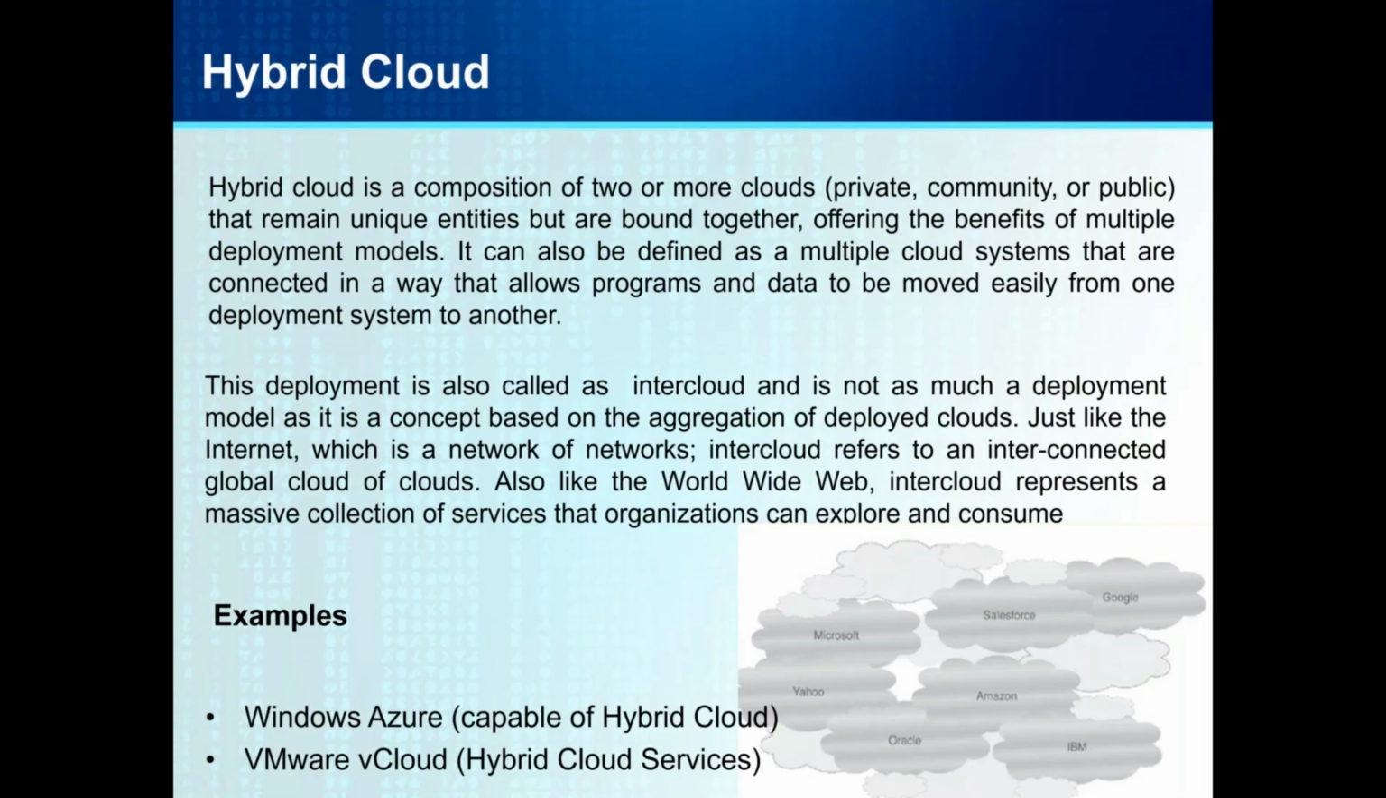The last one is the future hybrid cloud. What is a hybrid cloud? A composition of one or more clouds is called hybrid. Private will be talking to community, community will be talking to public. All the three clouds talking to each other, we call it a hybrid cloud. Write down the definition. Hybrid cloud: composition of two or more clouds is called hybrid cloud.